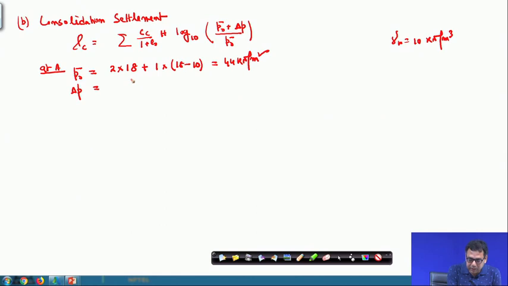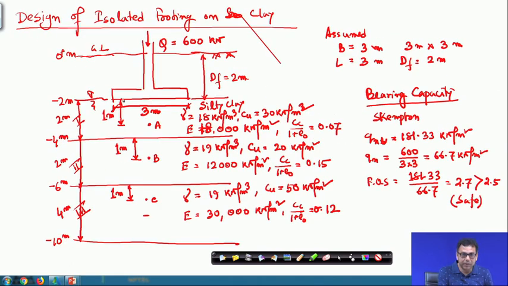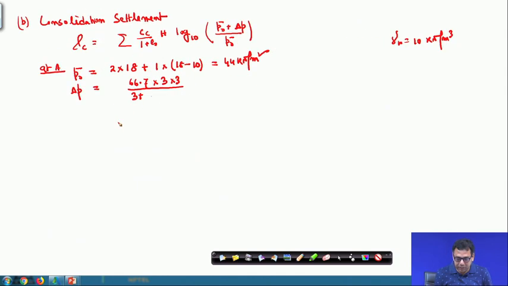So, del P will be 66.7 into 3 into 3 divided by 3 plus 3, because 3 plus 1, because it is 1 meter. So, 3 plus, because this depth is 1 meter from the base of the footing. So, it will be 3 plus 1 and the other side also 3 plus 1. So, this is equal to 37.52 kilonewton per meter square.